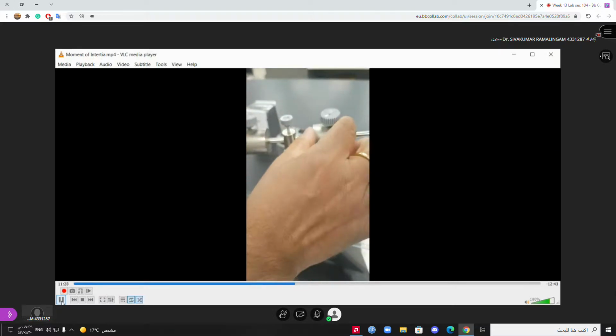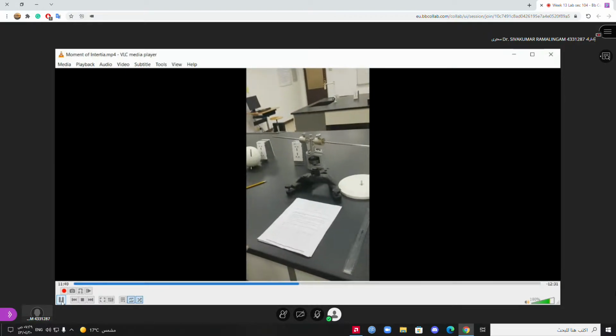This is 5, this gap 5, this gap 5. Now the radius is 5 centimeter. Then I can start the oscillation. Now give the oscillations. I'm going to start now. Yes, start.